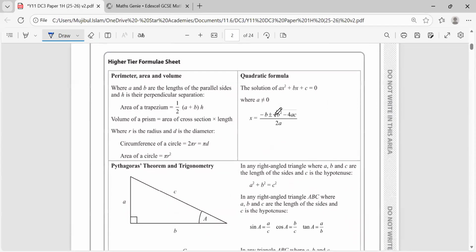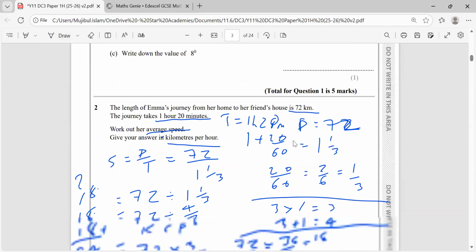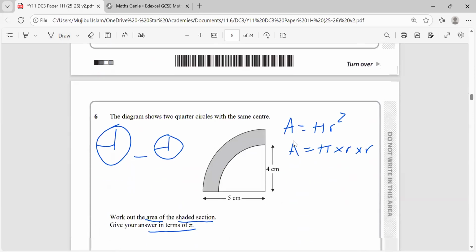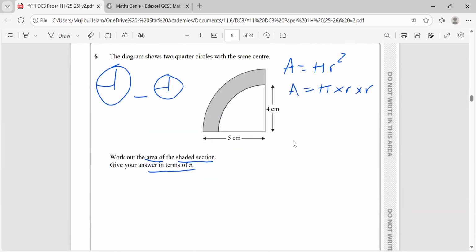So yes, on the higher tier formula sheet, the area of a circle is here. So you don't have to memorize it. You just have to remember that it's on your formula sheet. Same with circumference and area and all of those formulas. So just being familiar with the formula sheet is very important. All right, so you've got that there. If you forget, always go back to your formula sheet.